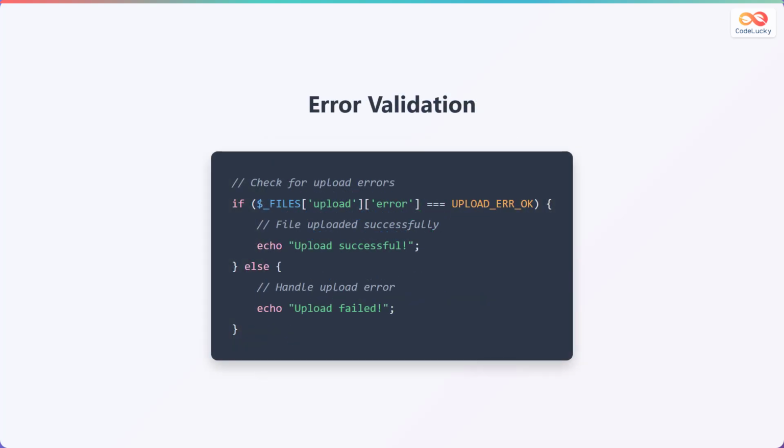Before processing an uploaded file, it's crucial to check for any upload errors. The $_FILES array includes an error key that stores an error code, if any occurred during the upload. By checking if the value of $_FILES['upload']['error'] is equal to the constant UPLOAD_ERR_OK, you can determine whether the file was uploaded successfully. If the file was uploaded successfully, then you can process the file. Otherwise, if there was an error, an appropriate error message can be displayed.